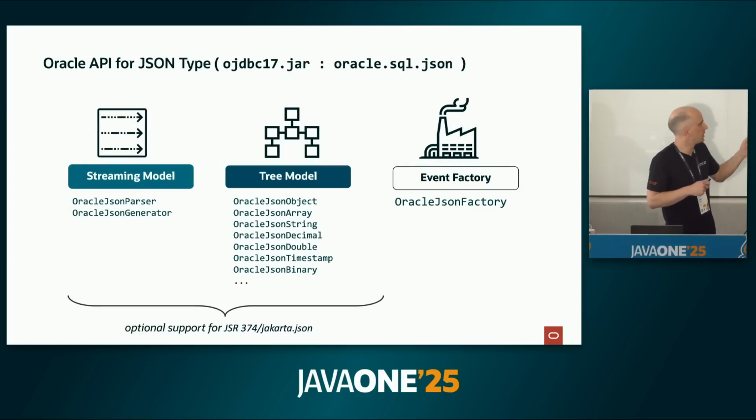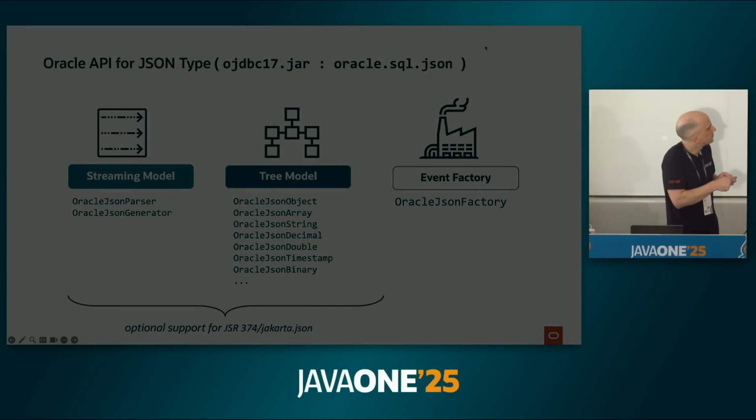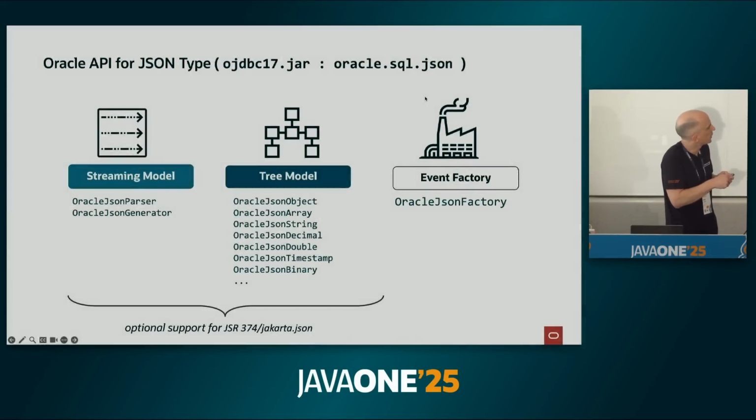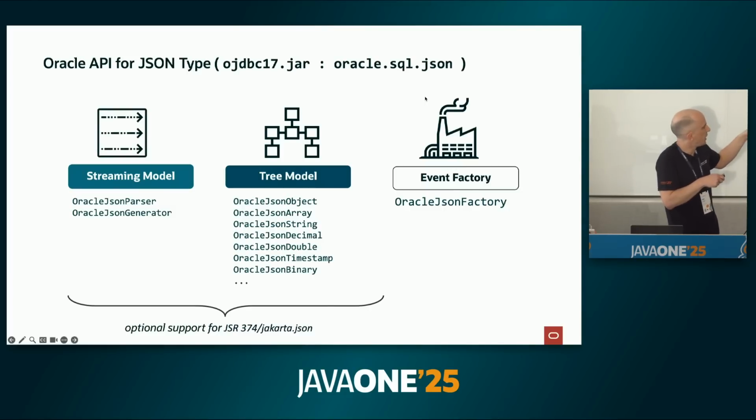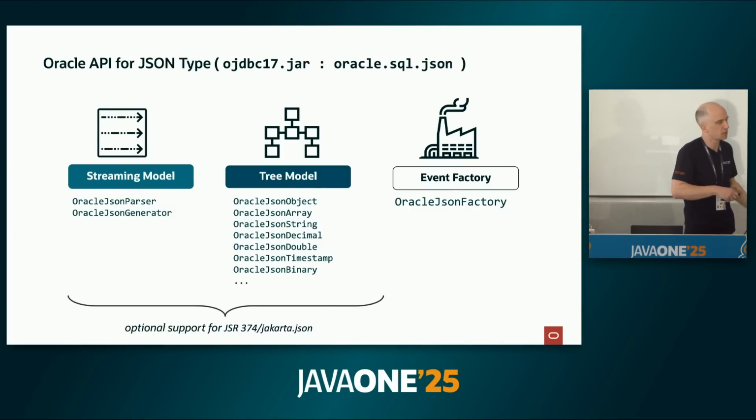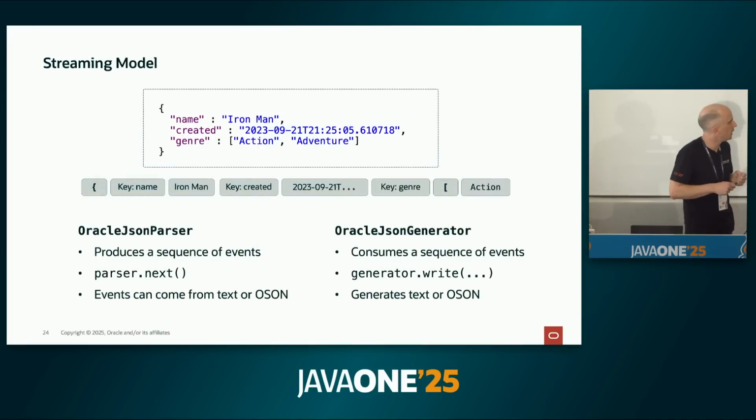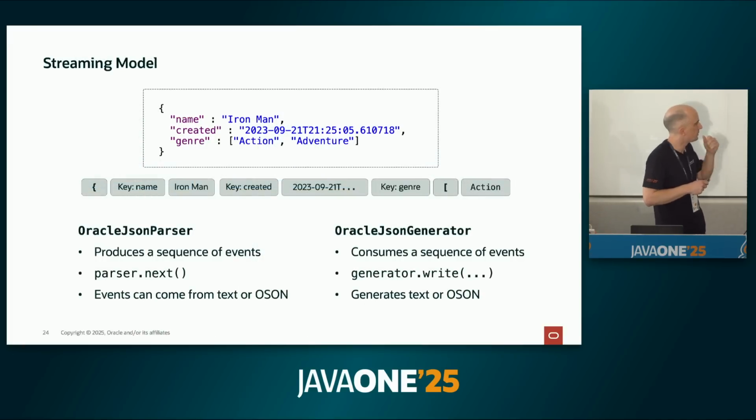So the first two, the streaming and the tree model. For the streaming model, there are basically two interfaces in this package, oracle.sql.json. There are two interfaces for that, the parser and the generator. And then with the tree model, there's a bunch of interfaces for all the different types that can occur in this tree data structure. And then the third component is a factory where you can instantiate these other things. The example's on the next slide.